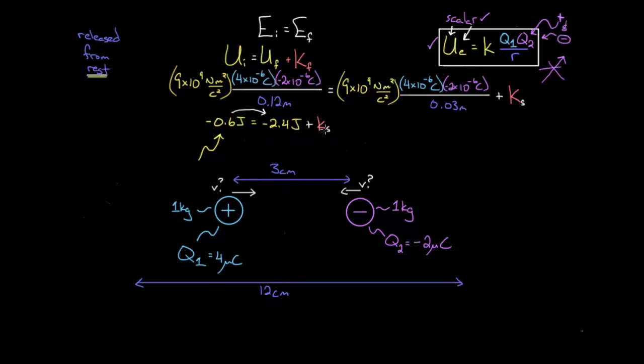All right, so we solve this for the kinetic energy of the system. We add 2.4 joules to both sides, and we get positive 1.8 joules on the left-hand side, which equals 2 terms because they're both going to be moving. We'll have 1/2 times 1 kilogram times the speed of one of the charges squared, plus 1/2 times 1 kilogram times the speed of the other charge squared, which again just gives us v squared. And if we solve this for v, we get the same value we got last time, 1.3 meters per second.